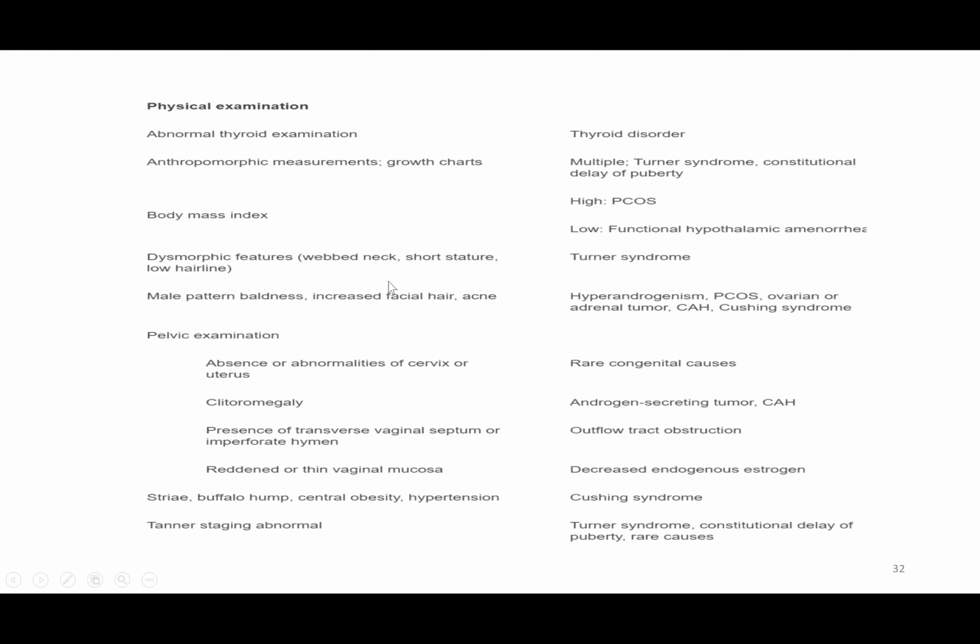This table shows the association between the physical exam and the possible disorder. For example, the BMI, if it is high, it may indicate PCOS. If it is low, it may indicate anorexia or other problems. The striae, buffalo hump, central obesity, and hypertension may indicate Cushing syndrome, and so on.